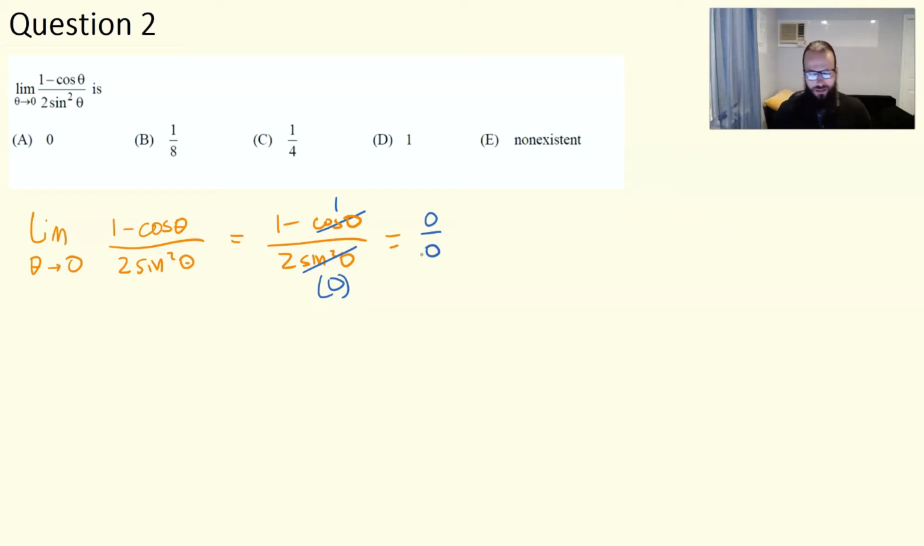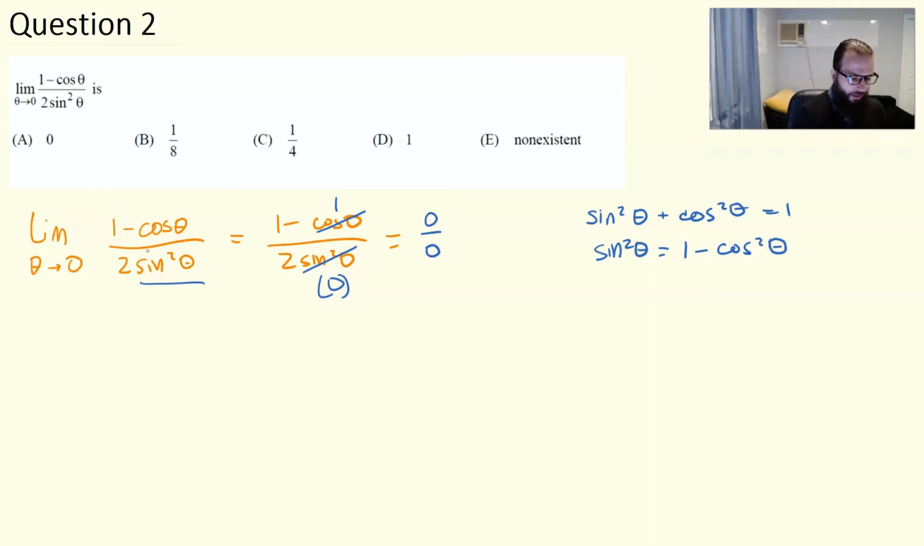Well, let's try to factor this and simplify it somehow. And let's recall some of our trigonometric identities. You will notice here that we have sine squared of theta. And we should recall that sine squared of theta plus cosine squared of theta is equal to 1. So then we can say that the sine squared of theta is 1 minus the cosine squared of theta. Now, why did I do that?